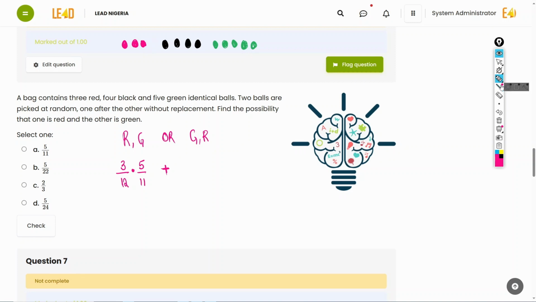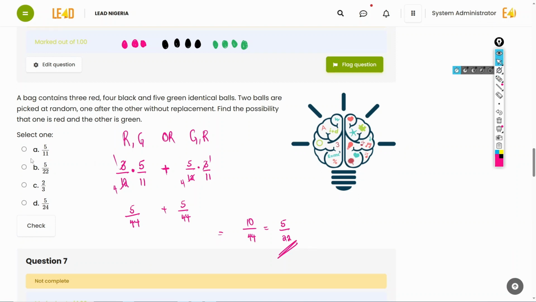Okay, now for the second possibility we are considering, the probability of the first one being green would be 5 over 12. By the time I take off one green ball, the possibility of the second one being red would now be what? 3 out of 11. So here 1, here 4 gives me 5 over 44, plus the same here, 1, here 4 gives 5 over 44, which gives me 10 over 44, which is 5 over 22. All right, that's option B.